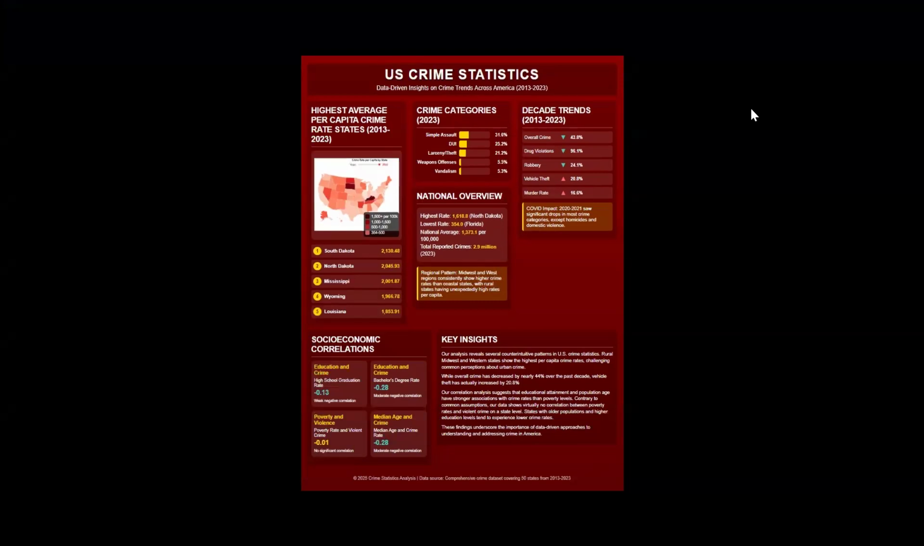Welcome everyone. Today I am presenting our interactive US crime analysis dashboard, which brings to life the data you see in this poster. As you can see, our analysis has covered several counterintuitive findings about crime in America between 2013 and 2023. Most notably, rural Midwest and Western states like South Dakota, North Dakota, and Mississippi have the highest per capita crime rates, challenging the common perception that crime is primarily urban.